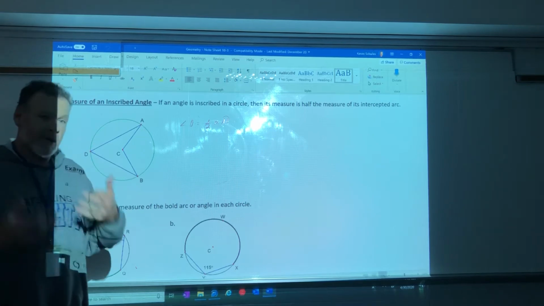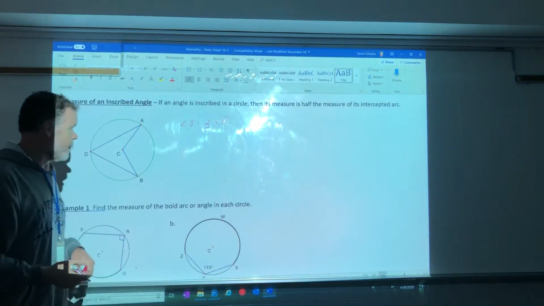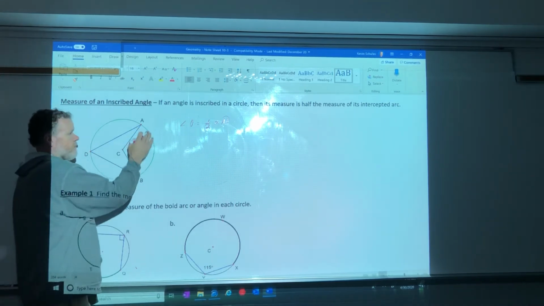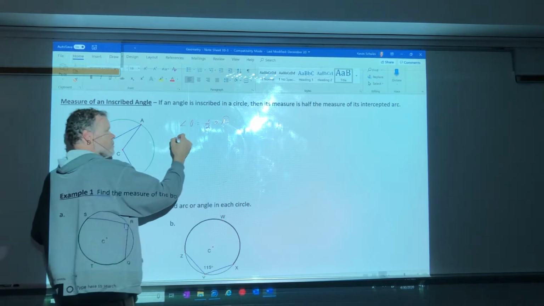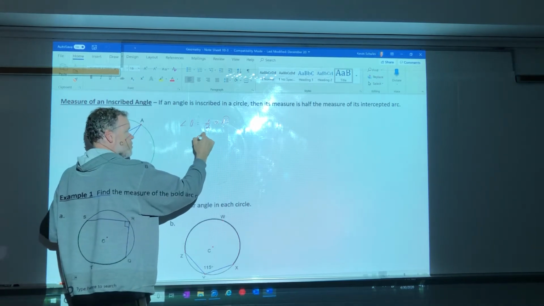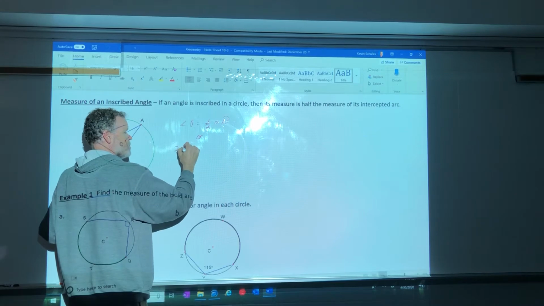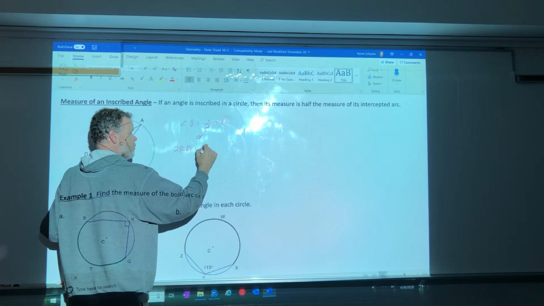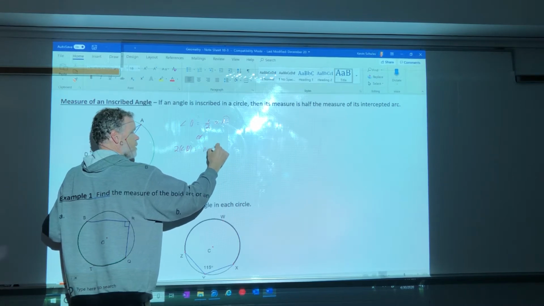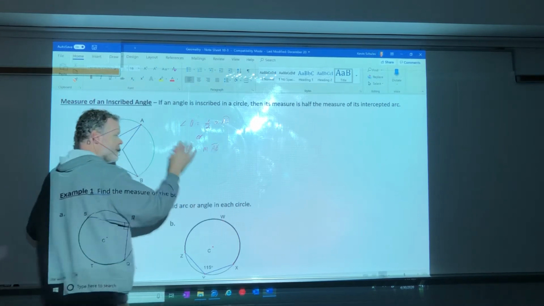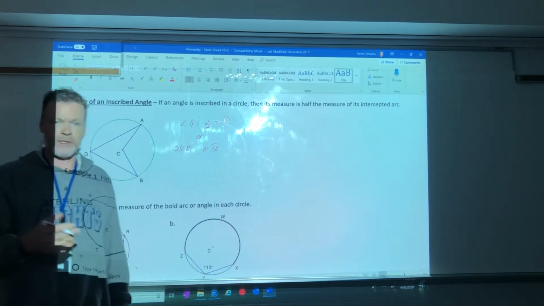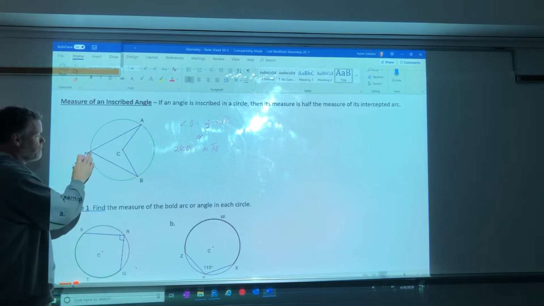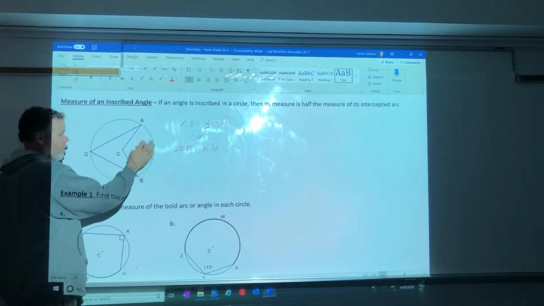Now, some things I like to do when I see something like this is to basically say, if this angle is 1/2 of this arc, that also means you could write this as 2 times angle D is going to equal the measure of arc AB. And that gets you right to where you need to go to. It'll instantly set up the equation. I kind of like that a little bit better. So 2 times angle D is going to equal arc AB.